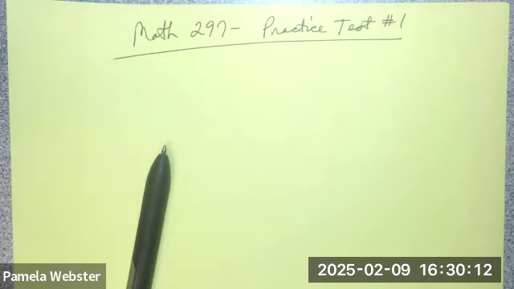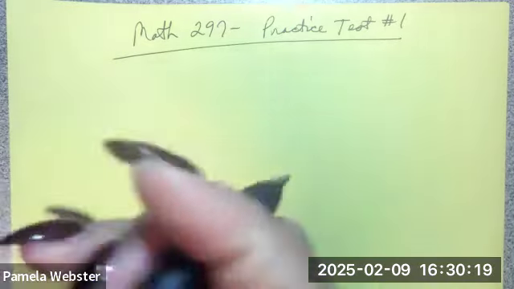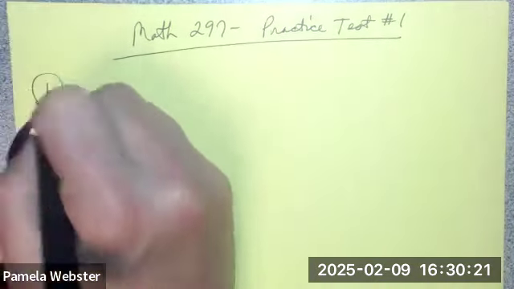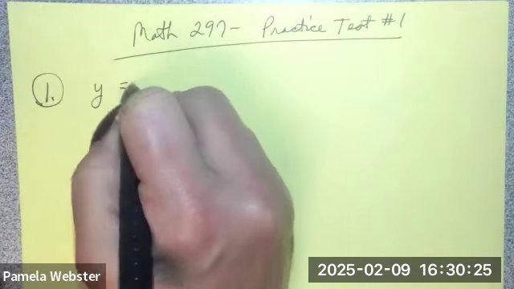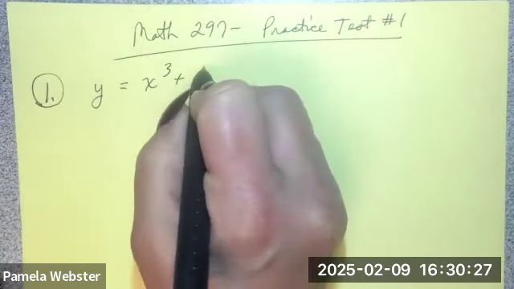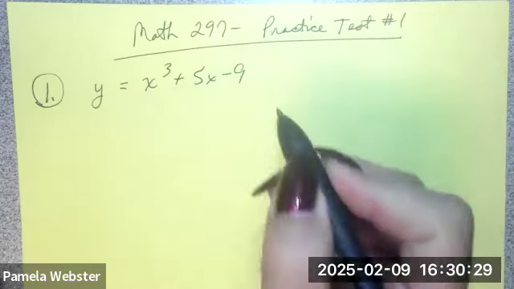Okay. So without further ado, I'm looking at the practice questions, and number 1 says, is the following a function? And why or why not? So it's y equals x cubed plus 5x minus 9.